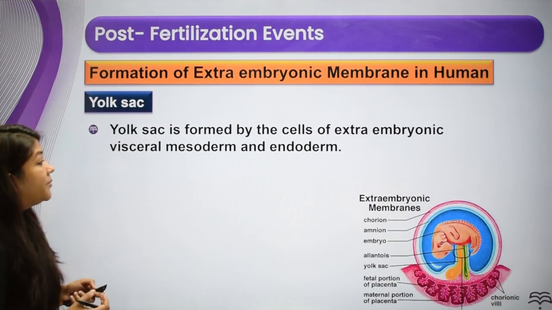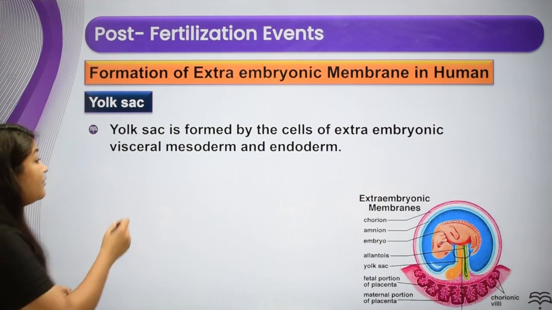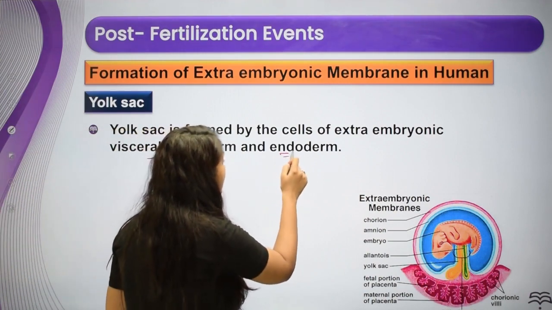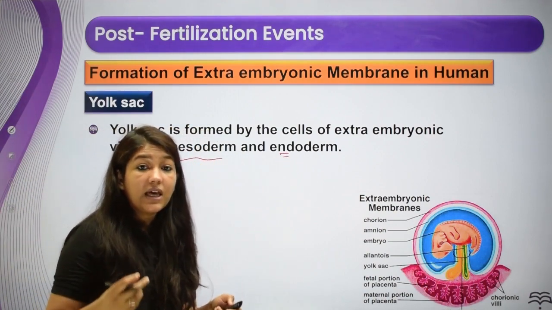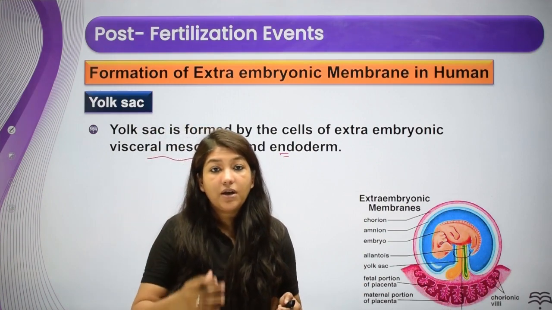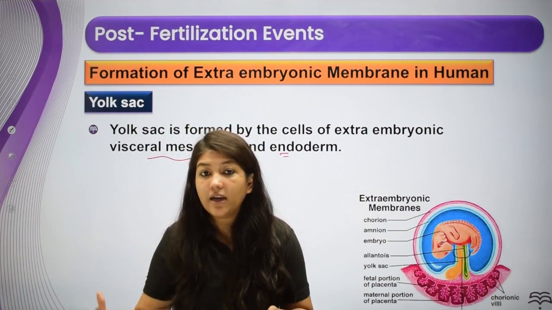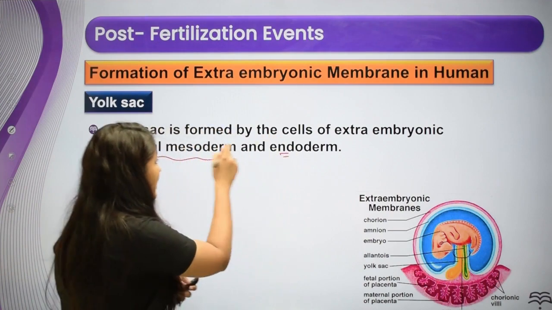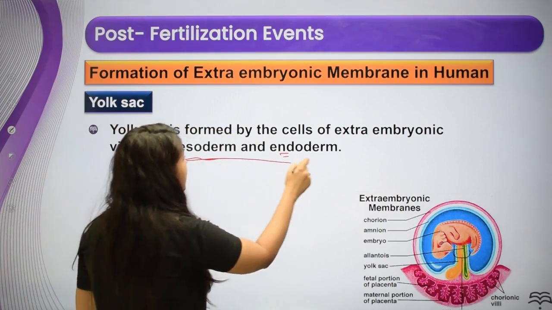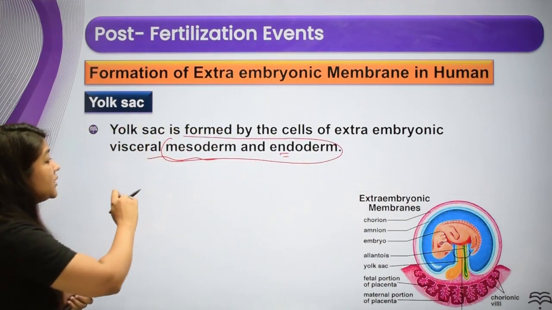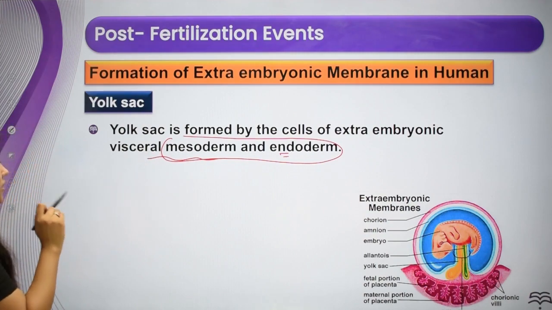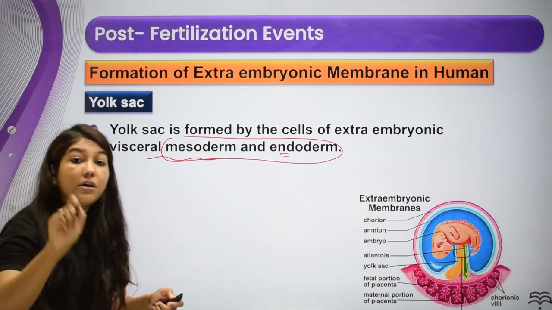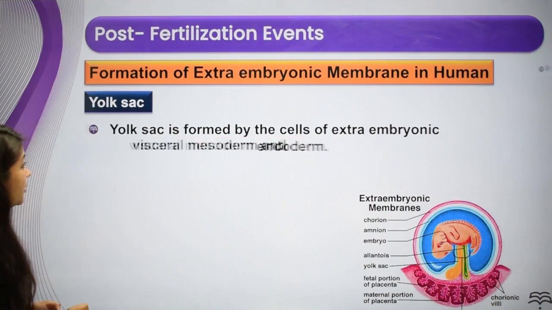Yolk sac is formed by the cells of extra embryonic visceral mesoderm and endoderm. तो देखो यहाँ पे हमने देखा है कि कोरियन भी था, वो किसका बना हुआ था, मेसोडर्म का था या एंडोडर्म का था. सो these are the things जहाँ पे क्वेश्चन आता है. Alright, so yolk sac, it is formed by the cells of extra embryonic visceral mesoderm and endoderm.